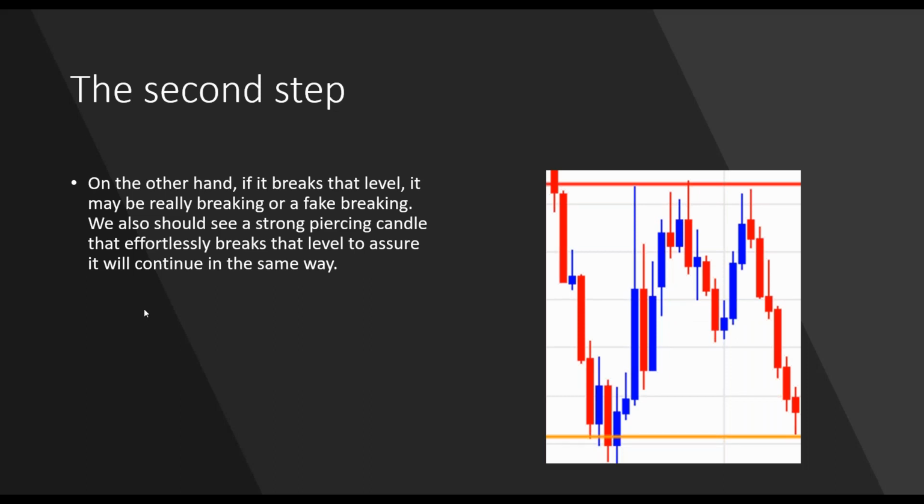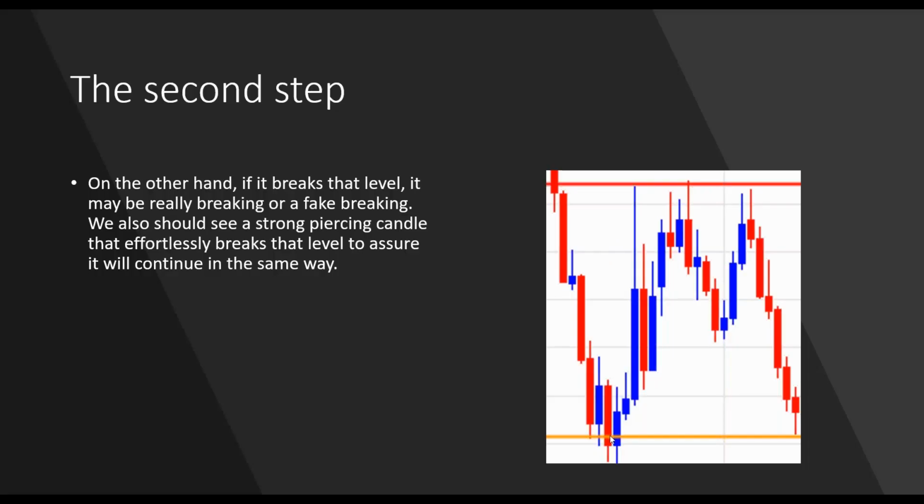We also should see how a strong piercing candle that effortlessly breaks the level to ensure it will continue in the same way. We don't want to say that it broke that zone just because we get a small little candle with a low wicking that closed back above that zone. We want to wait for something to tell us it's bouncing off of that zone. What it is yet, we haven't decided. We're only in step 2.